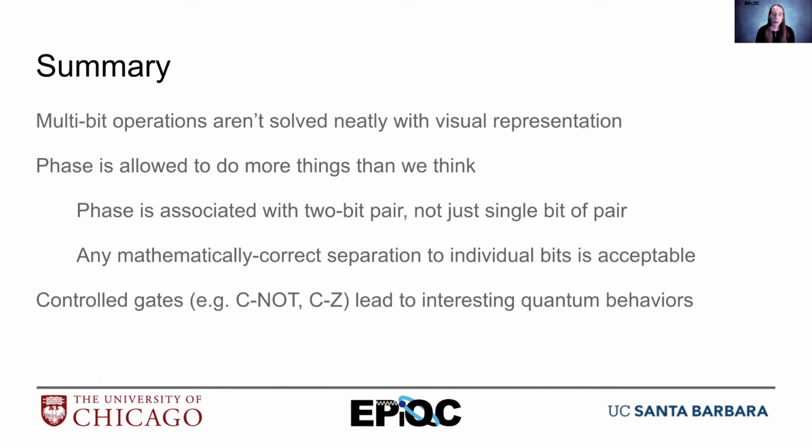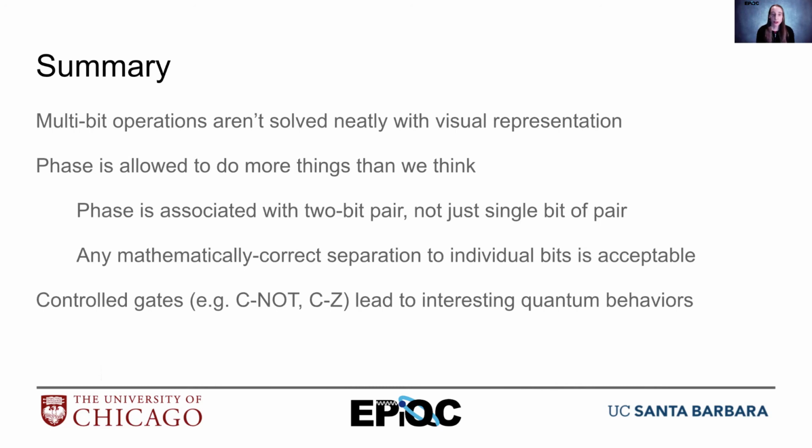So what we really want to understand from this is that multi-bit operations aren't solved neatly with visual representation. There are limits to the visual representation, or there are some rules about phase that are not as clear when we use the visual representation. Okay? So phase is allowed to do more things than we think. It's allowed to wander. So phase is associated with 2-bit pairs, not just the single bit of a pair. And any mathematically correct separation to individual bits is acceptable.